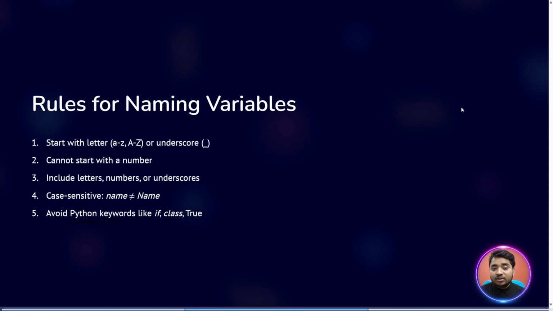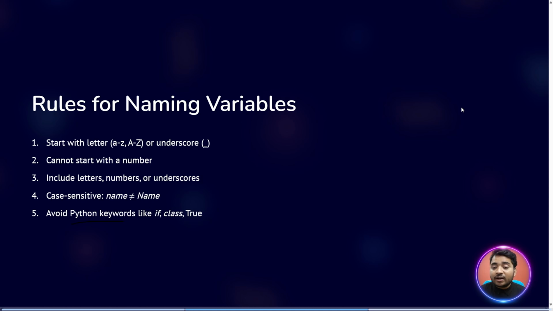Also ensure that variables are case sensitive, right? So if I write name where everything is small case, and I write another name where N is capital, both of them are completely different, which you can see on the fourth point. Okay, so they are different.